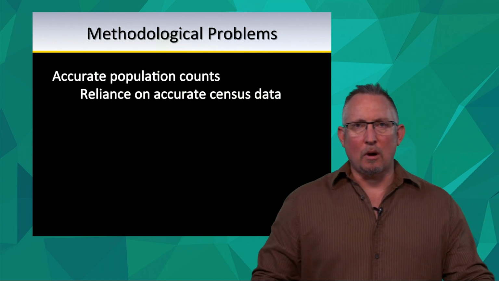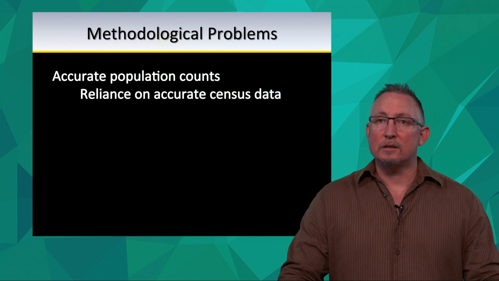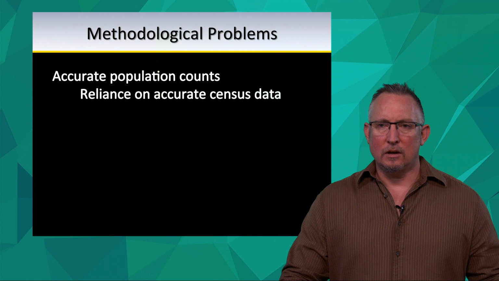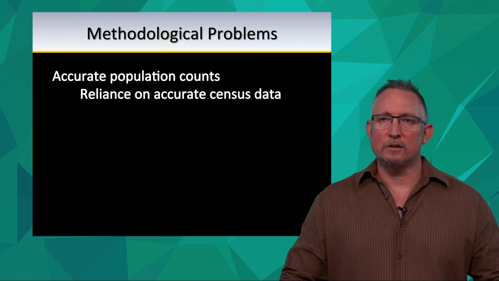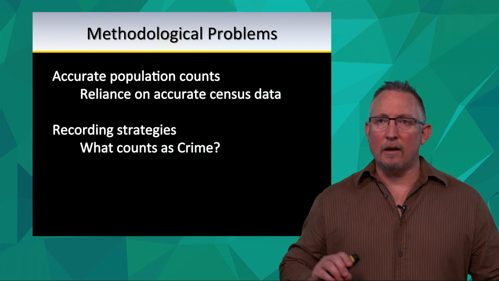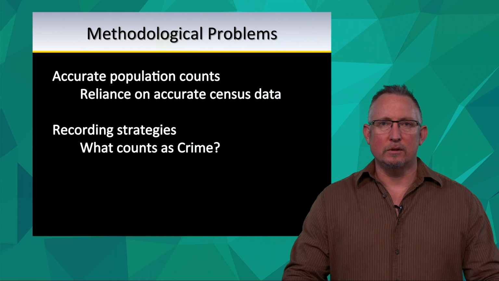Finally, methodological problems, reliance on accurate census data, more of a problem in the United States and Australia. Australia historically has had a fairly accurate census, the United States less so. The methodological reasons for that are somewhat beyond the class. But you cannot have accurate reporting without accurate census data. That's what I want you to take away from this.